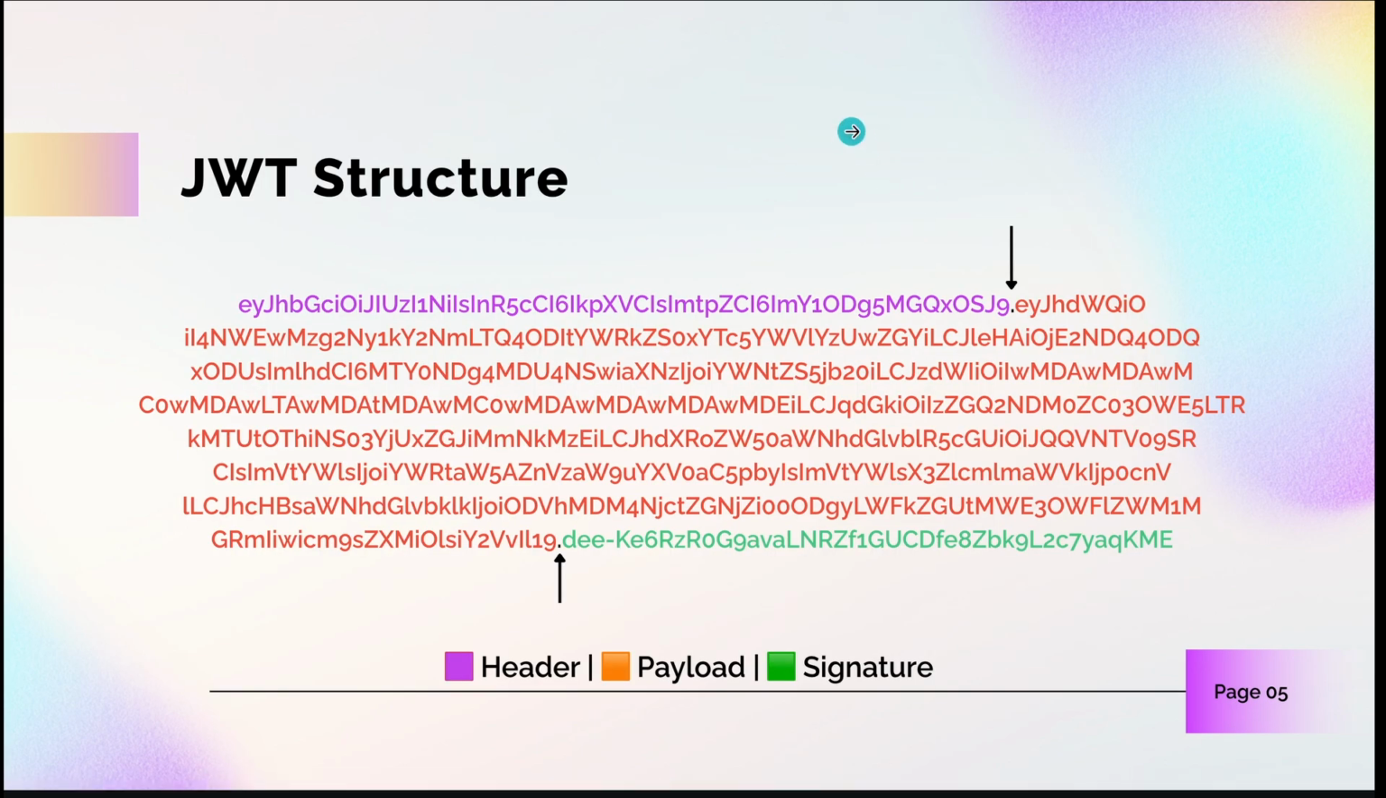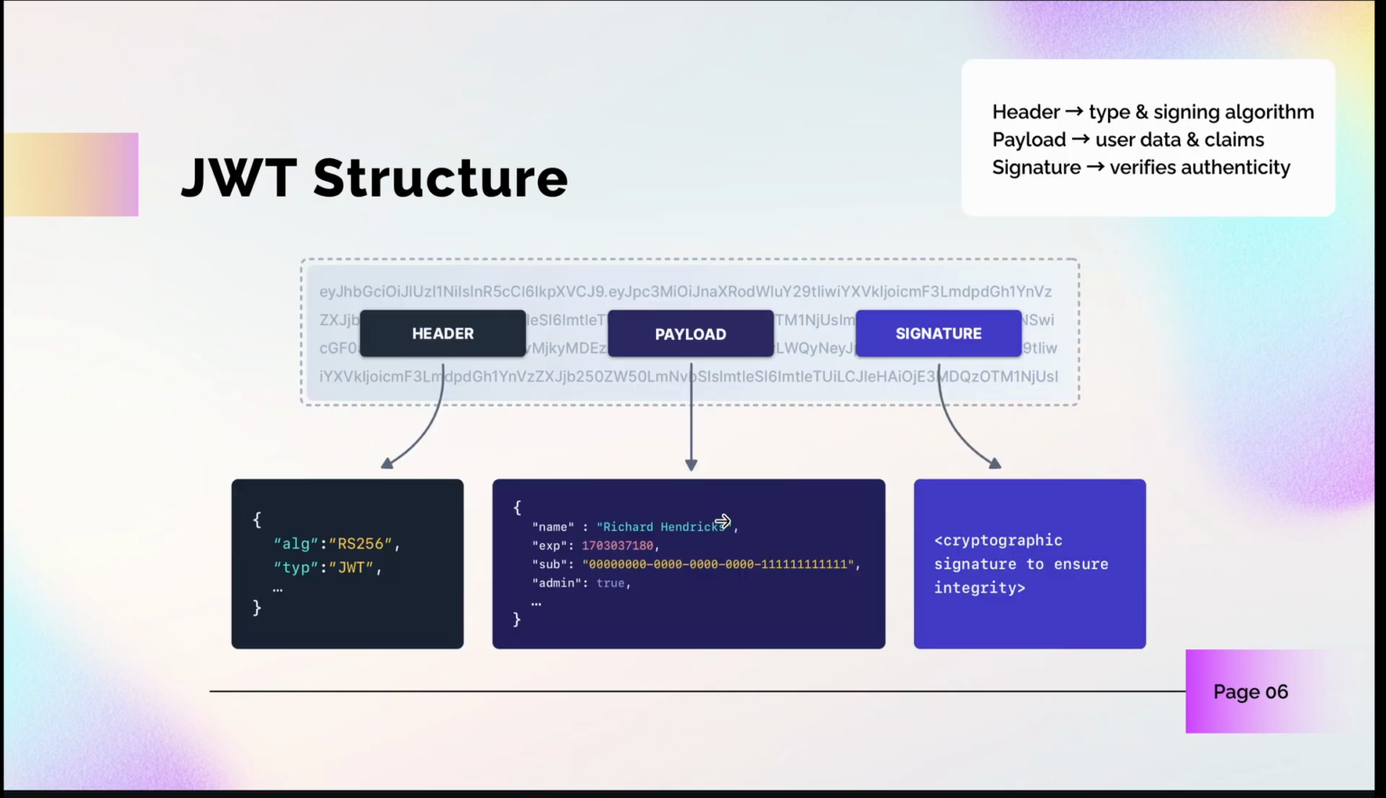So this is the structure of JWT. You can see I have the access token, which is divided into three parts. The first one is the header, the second is the payload, and the third is the signature. Let's see what the header, the payload and the signature contain. So this is the header. The header part contains the algorithm and the type of that token, which is JWT.